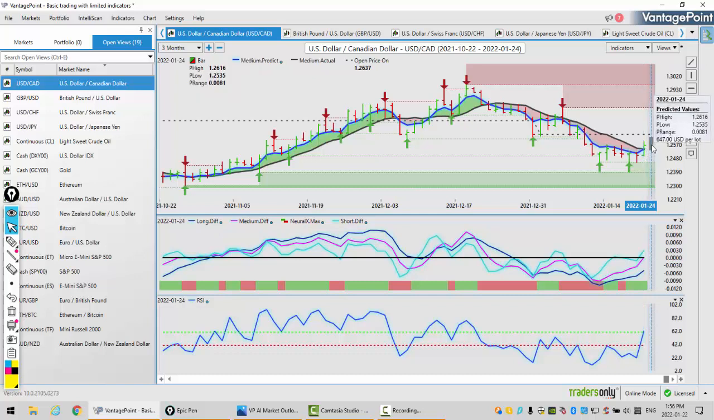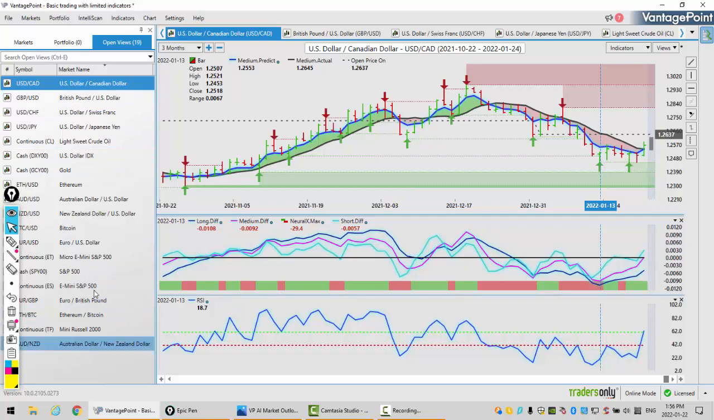We've got the Vantage Point predicted low at 125.35. So a long is more than reasonable at that particular level. Just make sure that you're keeping your stops below those very popular and very useful verified support lows.